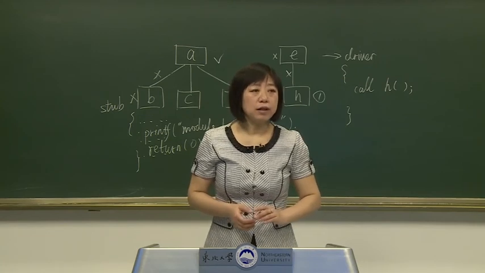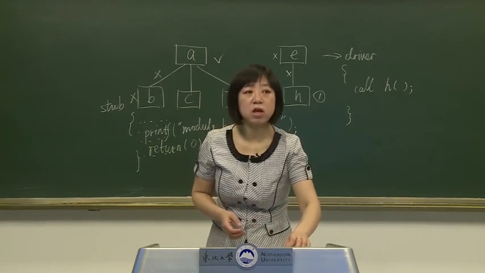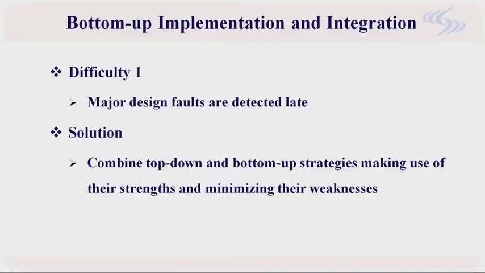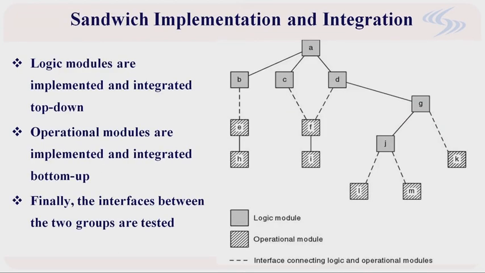So far, we find that both top-down and bottom-up strategies have their own strengths and weaknesses. So the solution is to try to combine top-down and bottom-up strategy, making use of their strengths and minimizing their weaknesses. So we get another solution: sandwich implementation and integration.